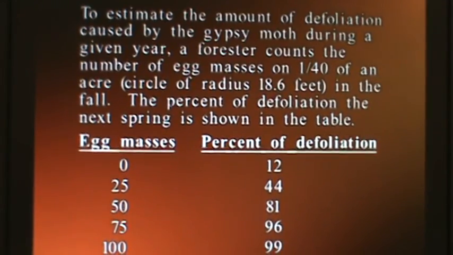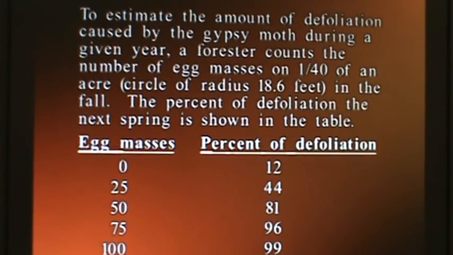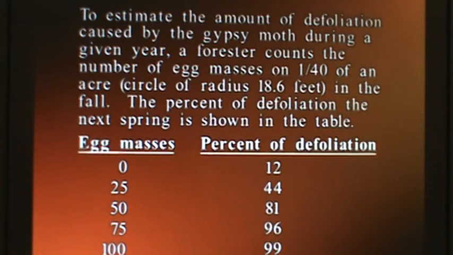To estimate the amount of defoliation caused by the gypsy moth during a given year, a forester counts the number of egg masses on a fraction of an acre. Now, the fraction is 1/40th of an acre, but it's a circle of radius 18.6 feet. It's a pretty big area, you see, and so the forester is counting the number of egg masses within that region. And the count is made in the fall.